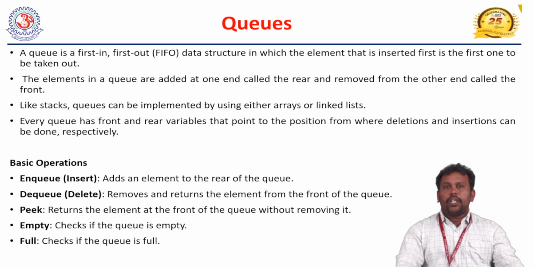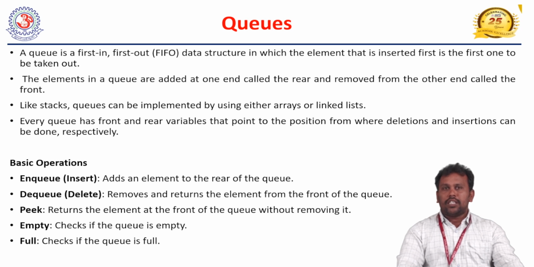The second one is queues. A queue is also a linear data structure. It follows first in, first out. The element that is inserted first will be removed first. Elements are added at one end, which is called rear, and removed from the other end, which is called front.